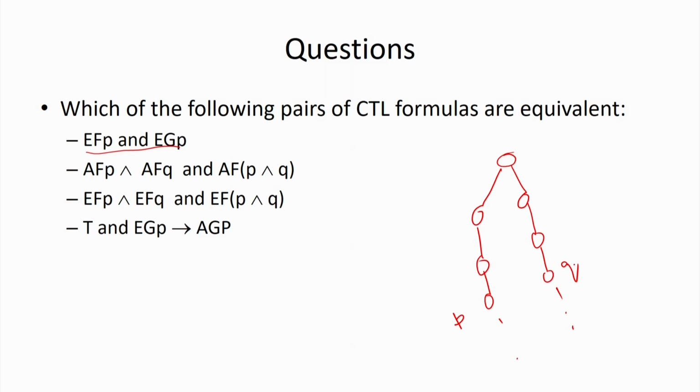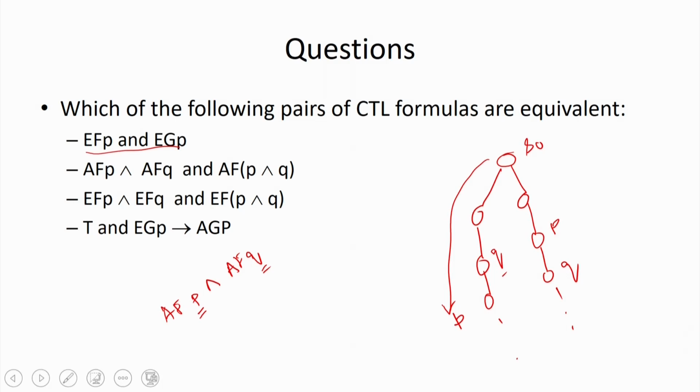If this is the scenario, now what is the status of this particular formula? Now, what is the status of this formula? AFP and AFQ. So, if you consider this particular part, somewhere in future P is true, somewhere in future Q is true. So, AFP and AFQ is true in this particular part.